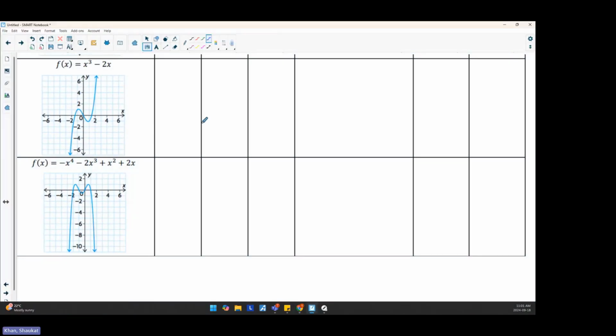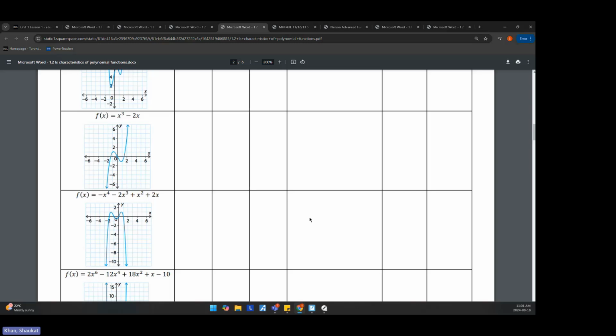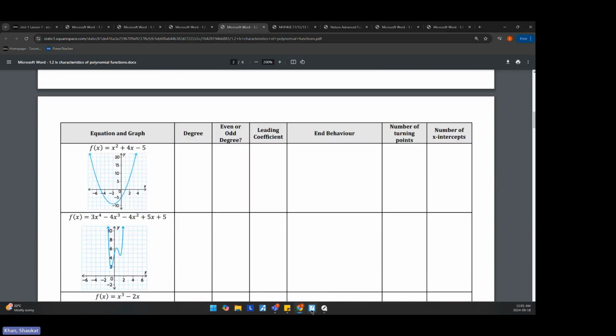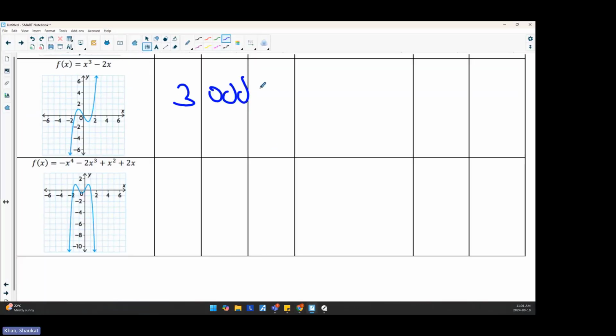In this example, once again, what is the degree? Well, it's 3. Is that odd or even? Clearly an odd number. Shoot, I should have copied the headlines. Leading coefficient: oh, it's 1 because it's there.